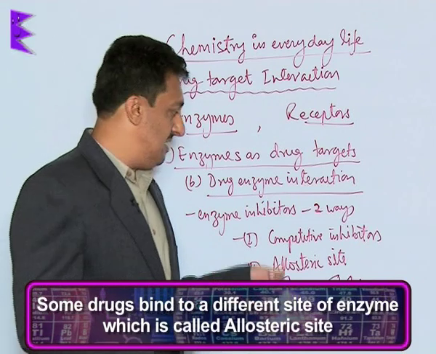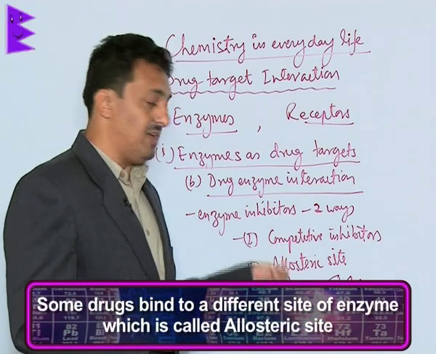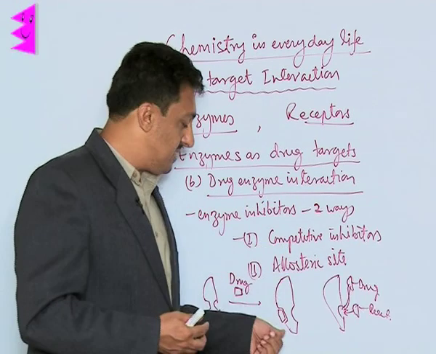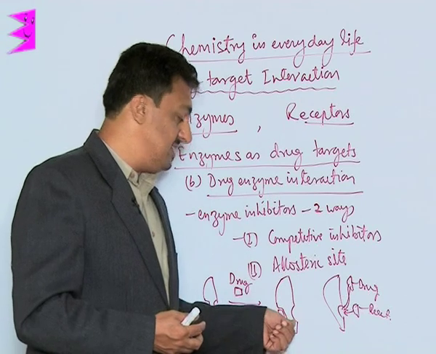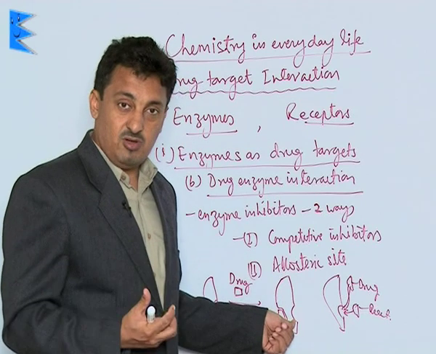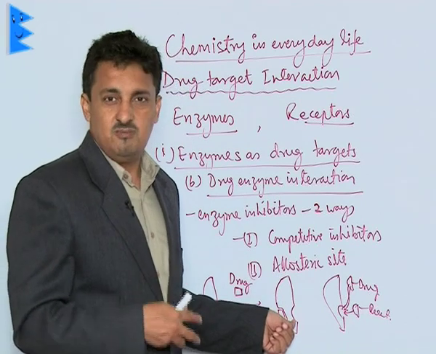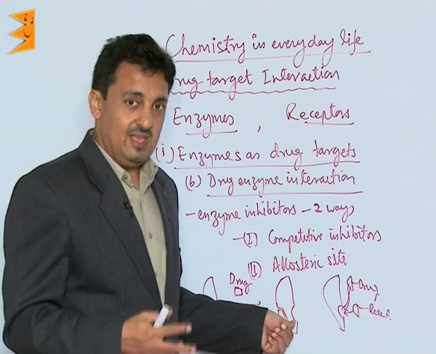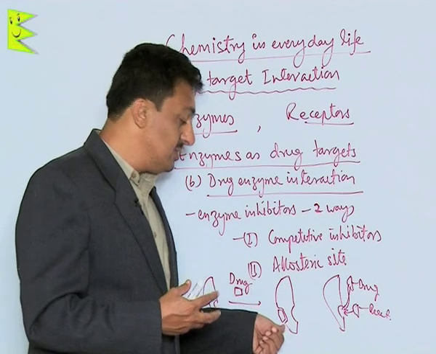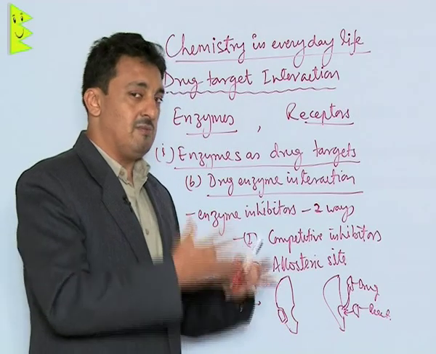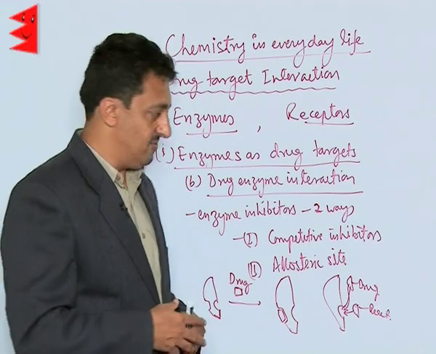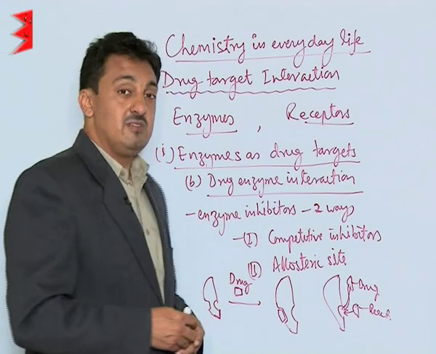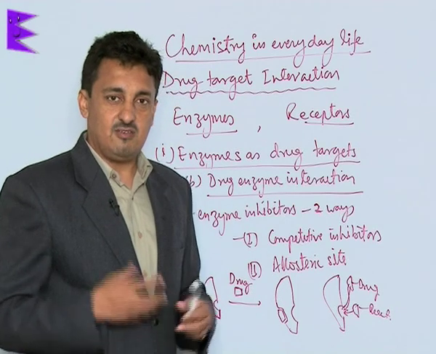So the drugs can inhibit the enzyme activities by any one of these two ways. Sometimes the bond between the drug and the enzyme becomes covalent, a very strong bond, and in such cases the enzyme becomes useless. It stops working permanently, and in those cases the body throws it out and new enzymes are synthesized. So this is how the drug enzyme interaction takes place.